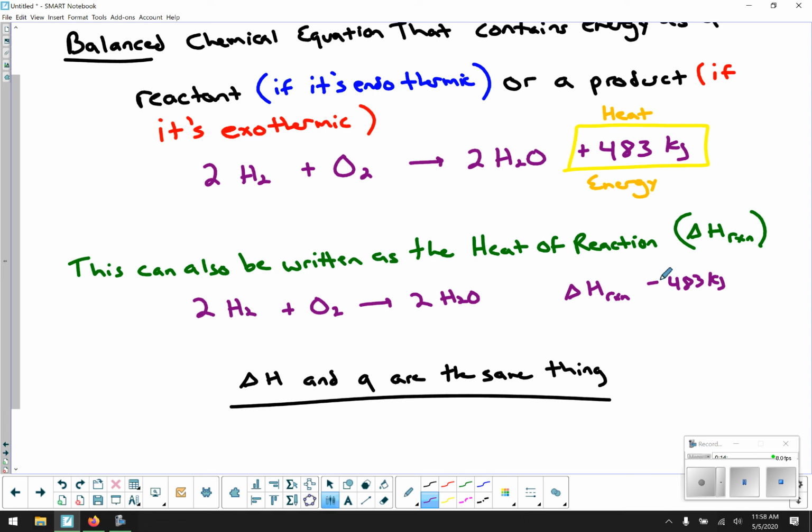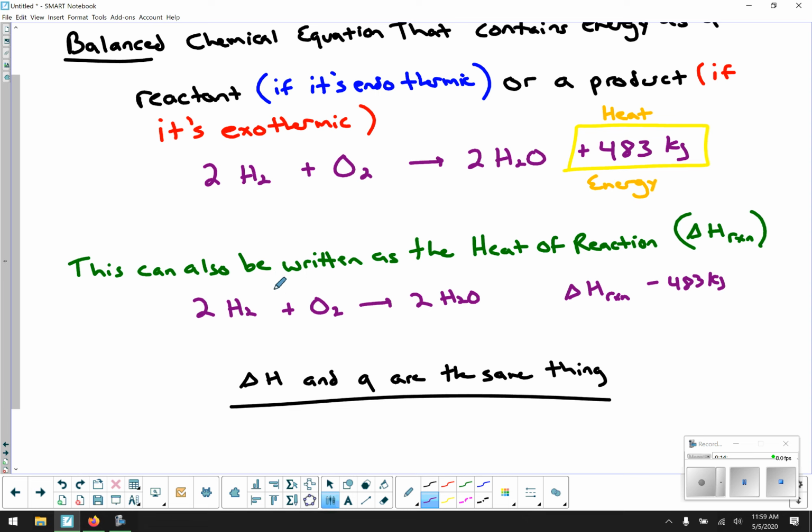And for our purposes, the heat of reaction, also known as the enthalpy change, and regular heat are the same thing. These are all words that are used interchangeably. So don't worry about anything as far as delta H being different than Q. There are some technical differences when you get more advanced into chemistry and start talking about different pressures and all sorts of things like that. But for our purposes, delta H and Q are the same thing.